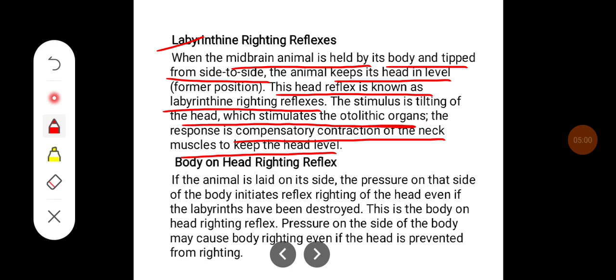Then body on head reflex. If an animal is laid on its side, the pressure on that side of the body initiates reflex righting of the head even if the labyrinths have been destroyed. This is the body on head righting reflex. Pressure on the side of the body may cause body righting even if the head is prevented from righting.